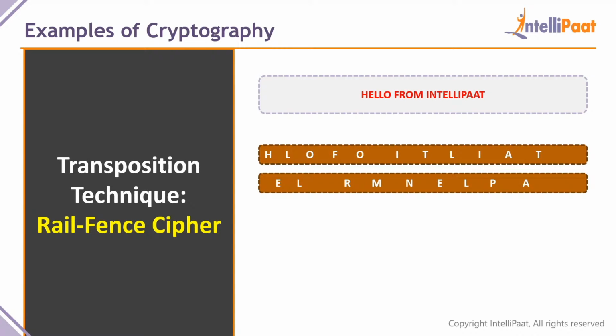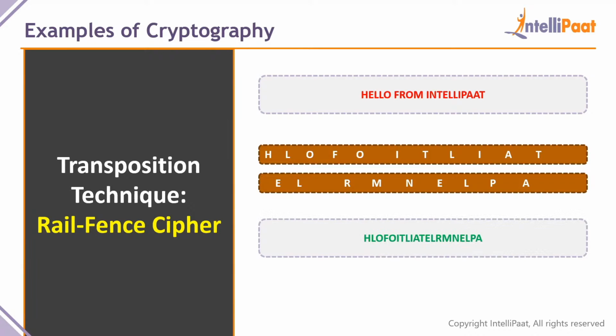So what you will do now is take the entire string that is present in the first rail fence, and then append it to the string present in the second rail fence. If you had multiple rail fences, you would do the same thing with the consecutive rail fences as well. So now the final text will look something like this. It looks kind of like gibberish.